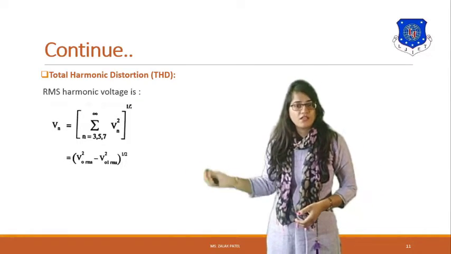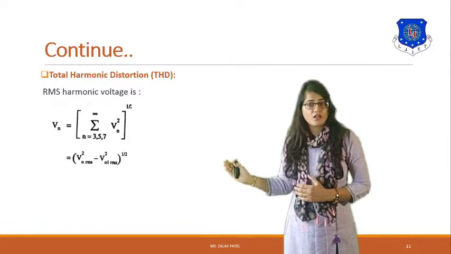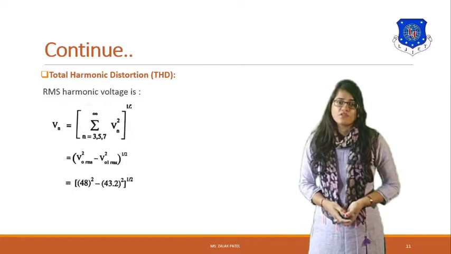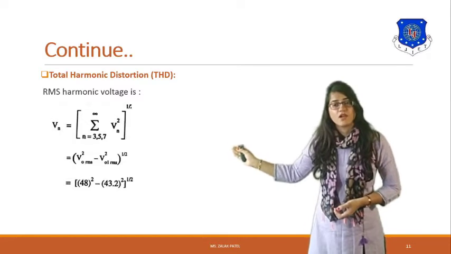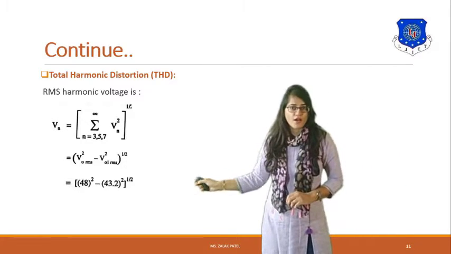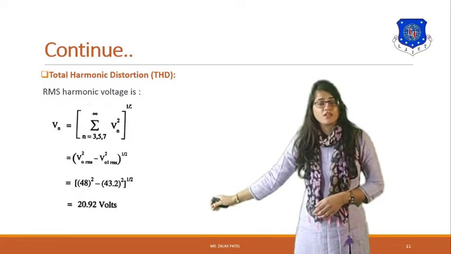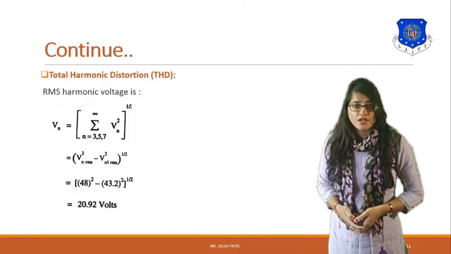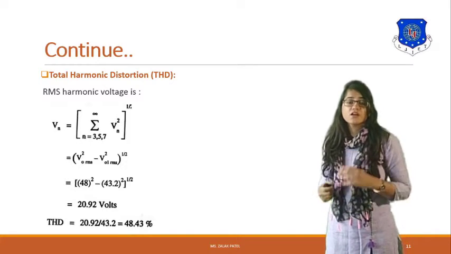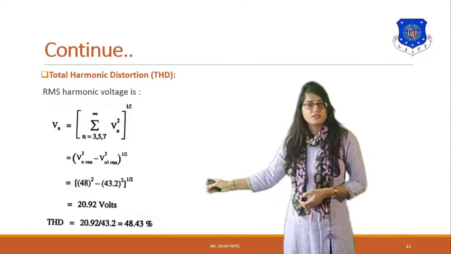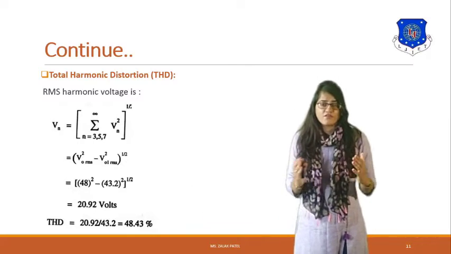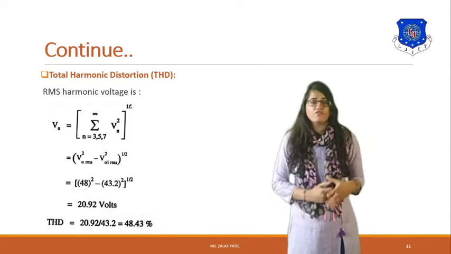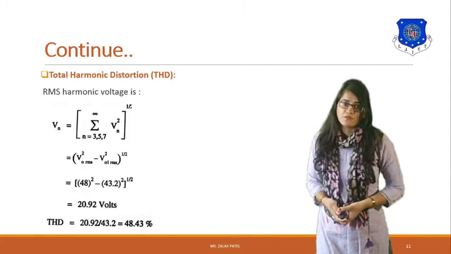So it is given by the RMS value minus fundamental value of voltage, and the square root of the difference will be taken. So if we take it, it will be 48 square minus 43.2 volt square, and the square root of it will give us the value of supply voltage, that is 20.92 volt. So for that, the total harmonic distortion is the harmonic factor difference divided by the fundamental value. So it gives us the value 43%.